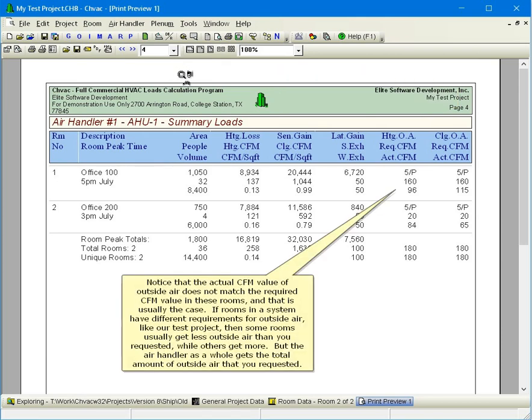Notice that the actual CFM value of outside air does not match the required CFM value in these rooms, and that is usually the case. If rooms in a system have different requirements for outside air, like our test project, then some rooms usually get less outside air than you requested, while others get more. But the air handler as a whole gets the total amount of outside air that you requested.